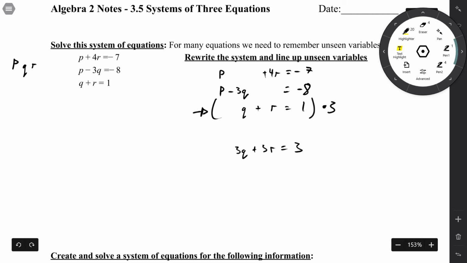And then I'll add these equations together. So I'll add the P minus 3Q and then 0R equals negative 8. I'm just going to add these together, so I'll be left with a P, but no Q. And then 3R plus 3R equals negative 5. And now, all of a sudden, I've got two more equations. I've got also P plus 4R equals negative 7.